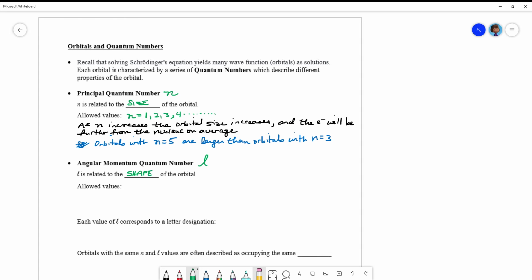Now, what are the allowed values of L? Well, it turns out that for each value of n, L is allowed to take on values starting at 0 and then progressing up in whole number values, achieving as its highest allowed value n minus 1. So the allowed values are whole numbers starting from 0 up to n minus 1 for each value of n.